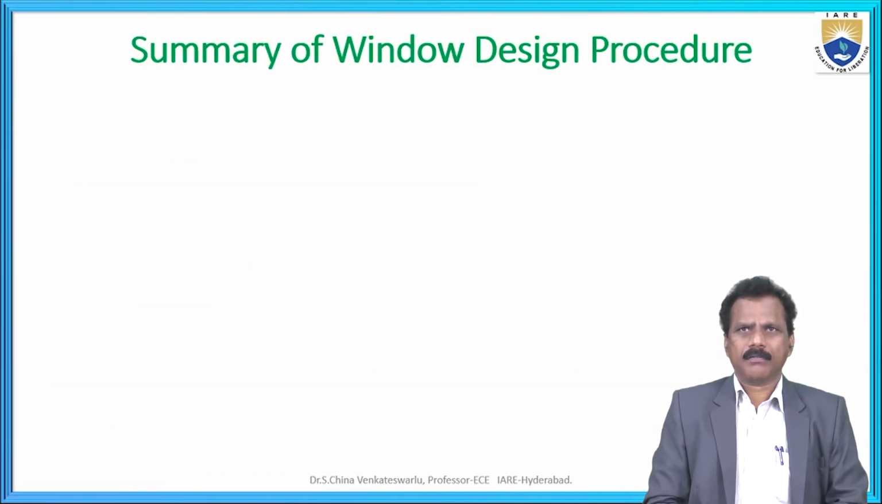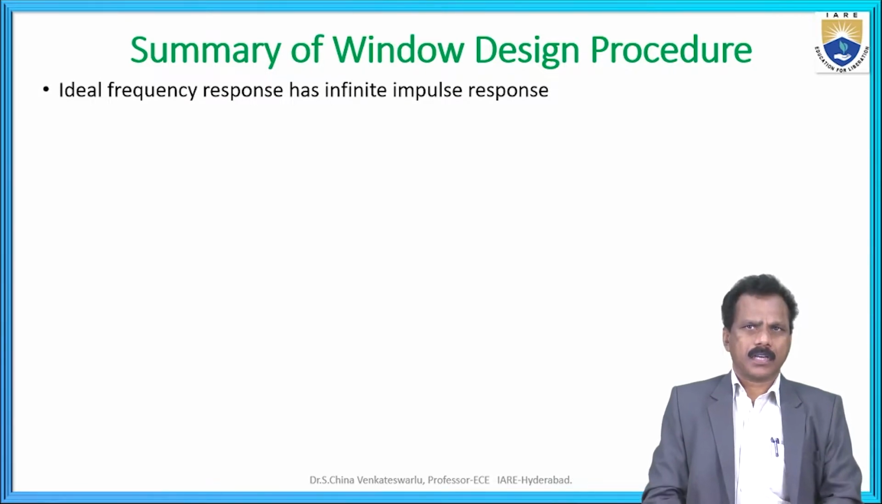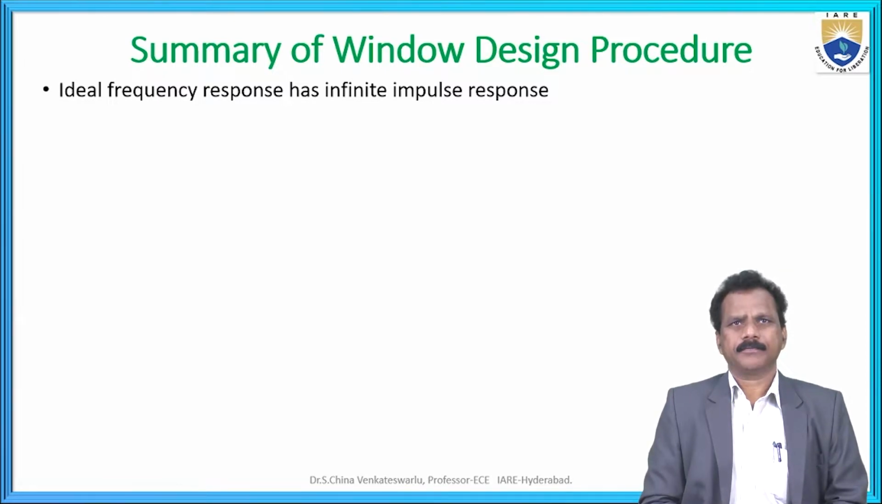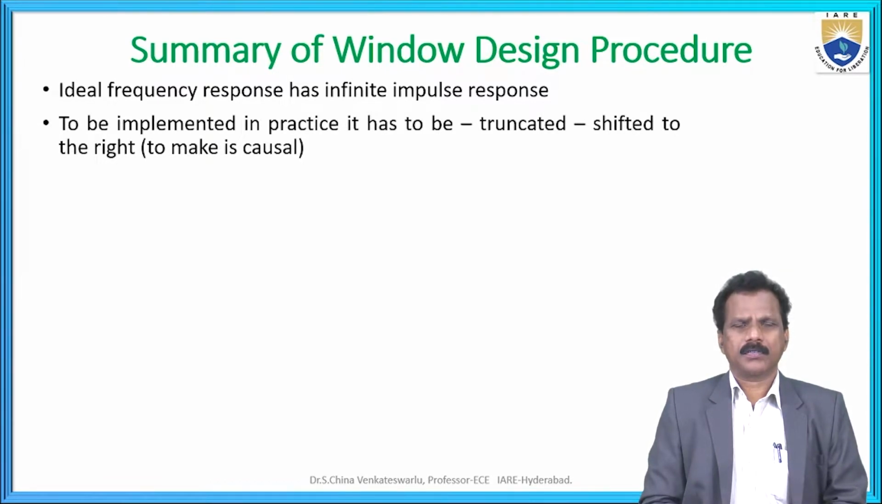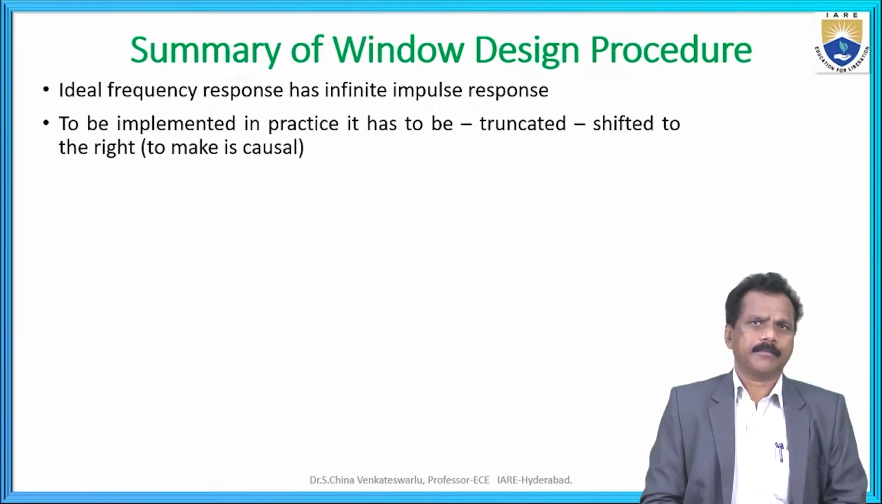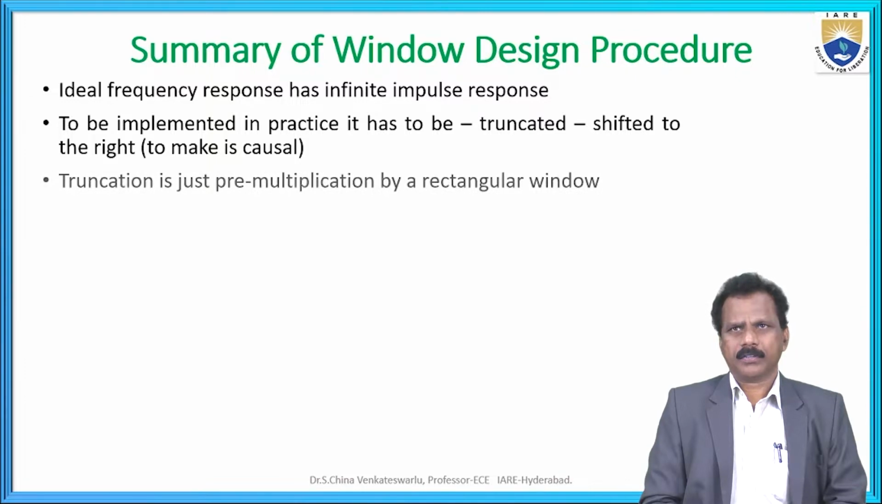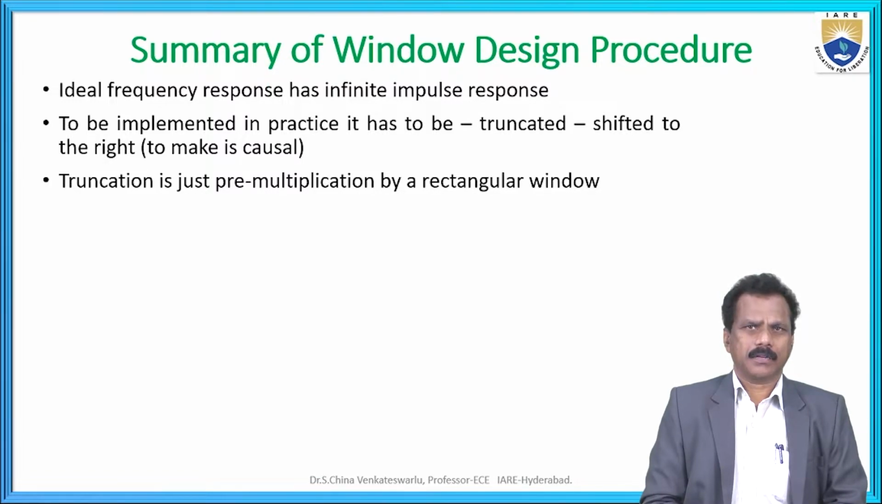This is the summary of the windowing design procedure. One: the ideal frequency response has an infinite impulse response. Second: to be implemented in practice, it has to be truncated, and shifted to the right to make it causal. Third: truncation is just pre-multiplication by a rectangular window. Using this window, how it is truncated, we have already seen. We have done that case.